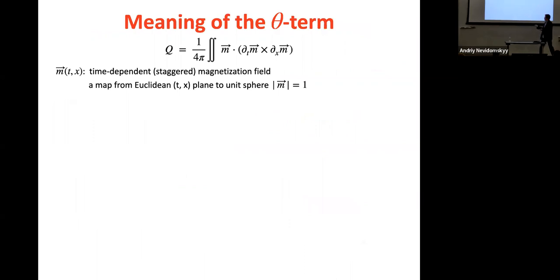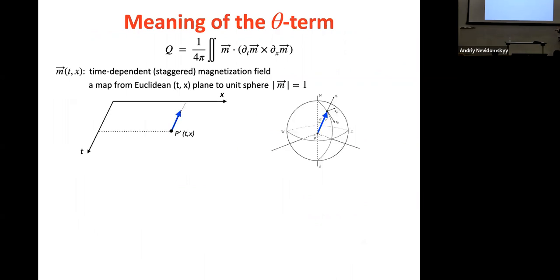Okay, so if you look at this expression, let's put the mathematician's hat on for a sec. You have t, which is time, and you have x, and you have a double integral. So this tells you that you have to integrate over these two coordinates. And then what is the so-called target manifold? Where does this m take values? Well, m, in a semi-classical approximation, is a unit vector. So it lives on the surface of a sphere, okay?